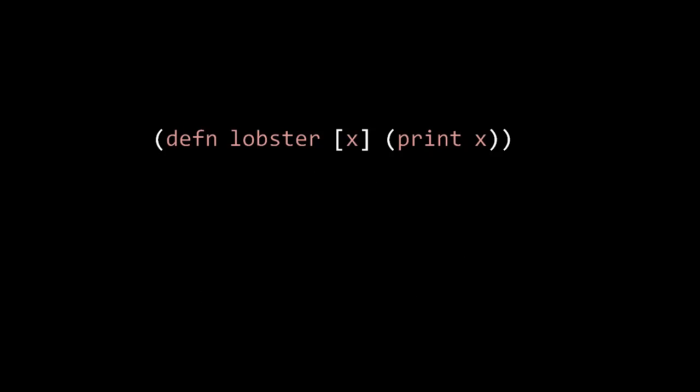So here's an example of a macro which is actually useful. Defn is a macro in the namespace clojure.core, and when we call it like this, what it expands into, as we say, is a def to a function. In fact, this is actually the preferred way of defining a function.